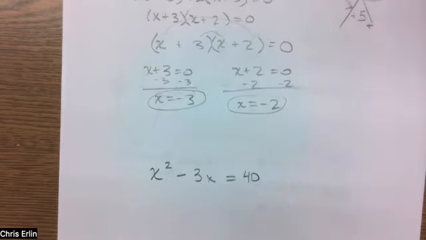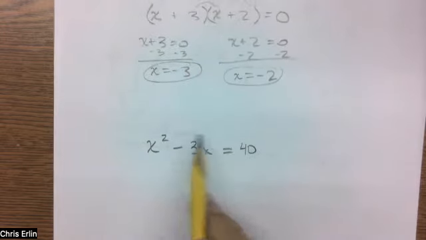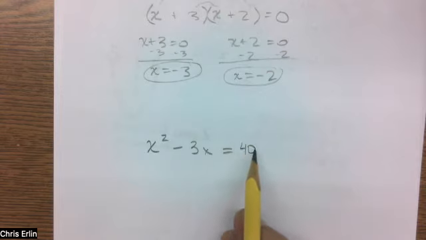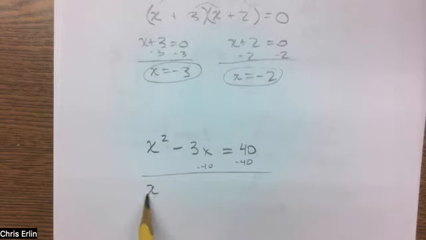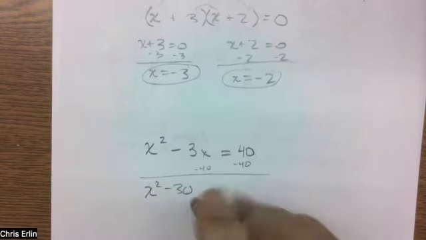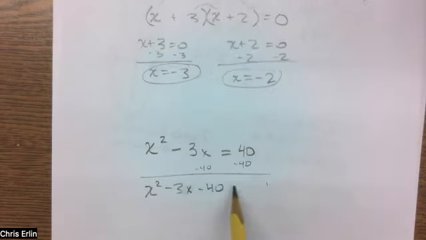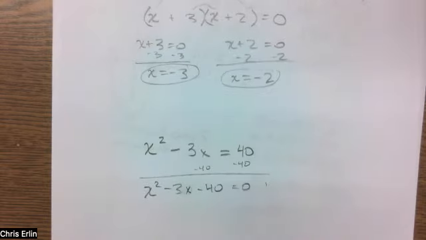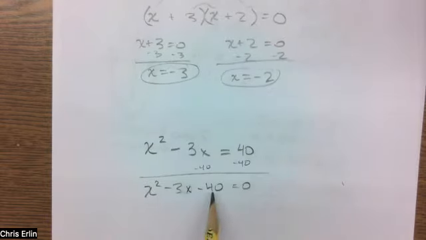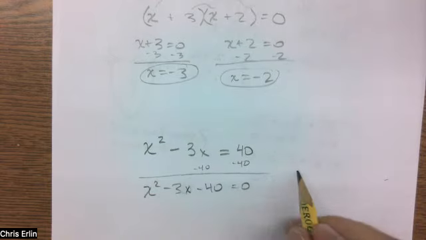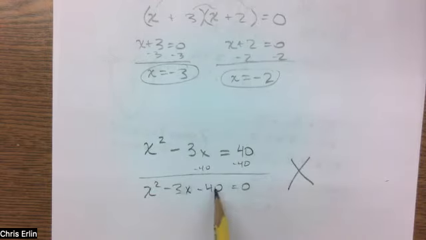40. Okay. So the first step is recognizing that I can't start with this setup. The first thing I need to do is get one side equal to 0. So I'm going to subtract 40 from both sides. That's going to give me x squared minus 3x minus 40 equals 0. Now I'm set up. This is the setup I like. It's set equal to 0, so I'm ready to apply my diamond process.